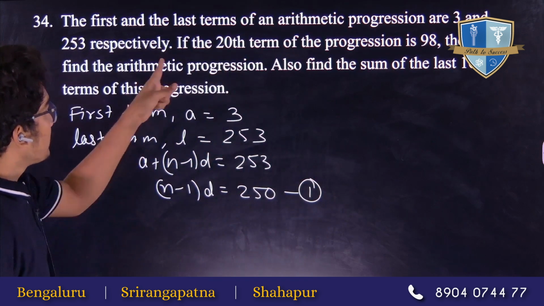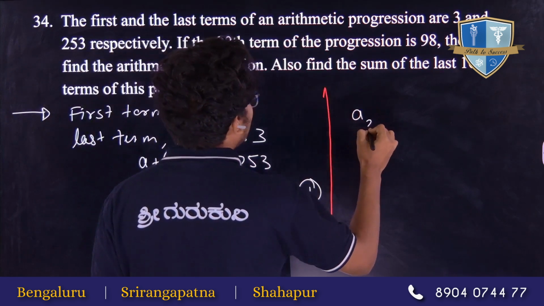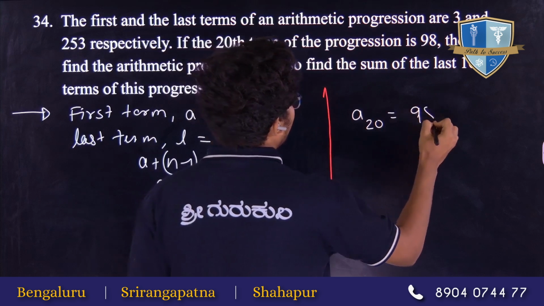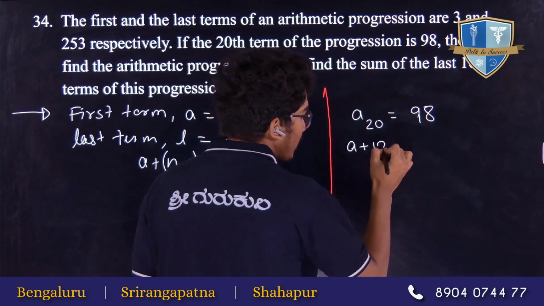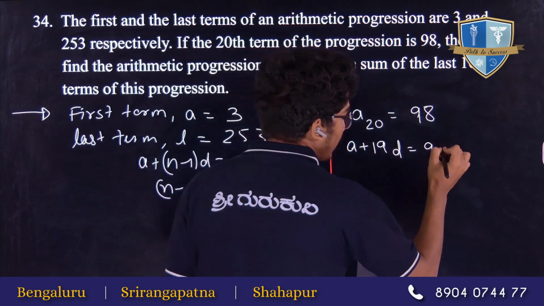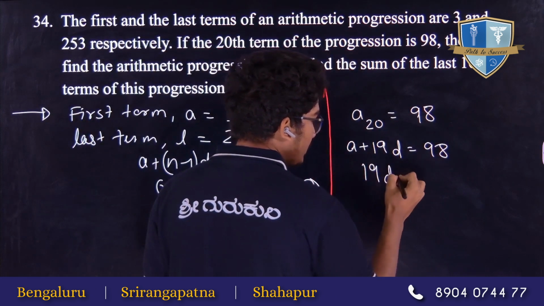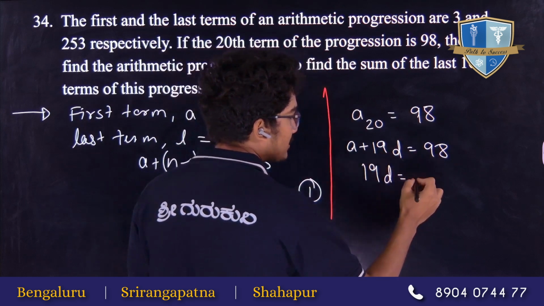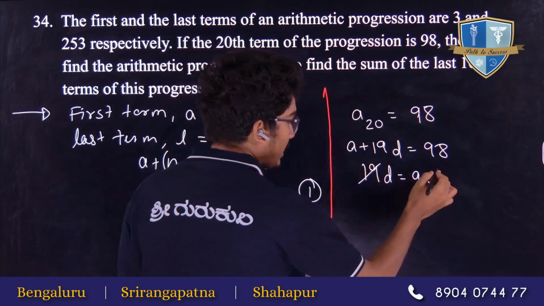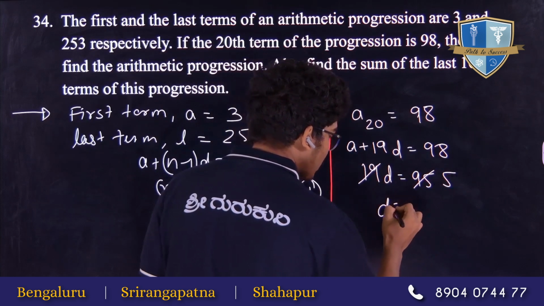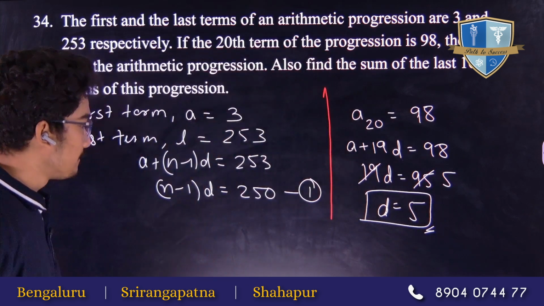Now, according to the question, another thing given is A20 is 98. So A20 can be written as A plus 19D, which is equal to 98. And A is 3, that means 19D is equal to 98 minus 3, which is 95. And 19 fives are 95. So D is equal to 5. So we know the common difference and we know the first term, correct?